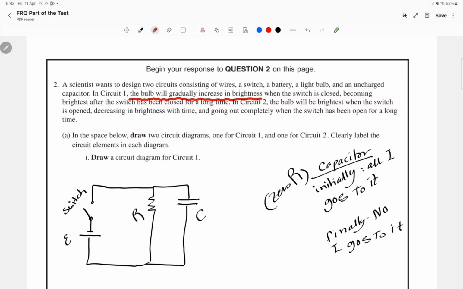Shall I explain again, or do you guys get it? I got it. So in the beginning, all the current will go through the capacitor, avoiding the resistor, because the capacitor provides zero resistance. But over time, as the capacitor charges up, all the current will go through the resistor, avoiding the capacitor. That's what circuit 1 looks like. In circuit 2, though, things are a bit different. In the beginning, the bulb is going to be the brightest, but over time, the bulb will have zero brightness.